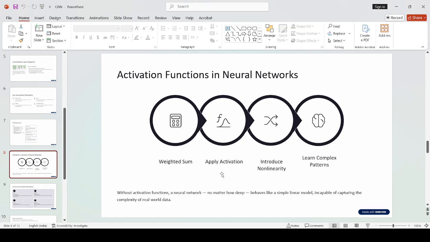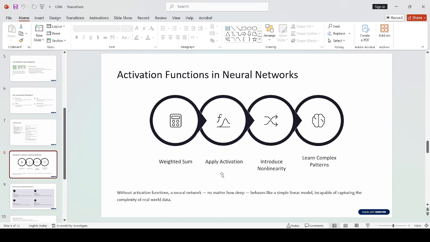Activation functions are also very important in CNNs. After a weighted sum or convolution operation, an activation function is applied. Its main purpose is to introduce non-linearity. Why is non-linearity important? If we remove activation functions, even a very deep neural network would behave essentially like a simple linear model. Such a model would not be able to learn the complex relationships present in real-world images. Activation functions allow the network to learn complicated patterns.